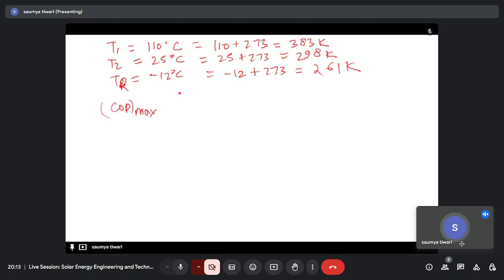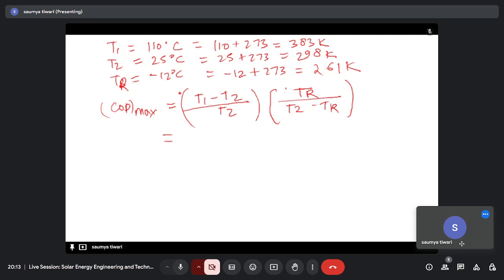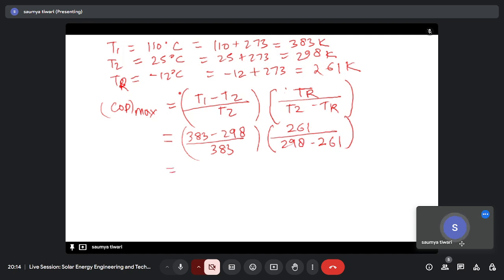Now, COP maximum will be T1 minus T2 upon T1. This is for the heat engine, and this is for the refrigeration cycle, so TR upon T2 minus TR, right? So it will be 383 minus 298 upon 383, and TR is 261 upon 298 minus 261. If we solve this, it will be 1.566. This is your COP maximum.